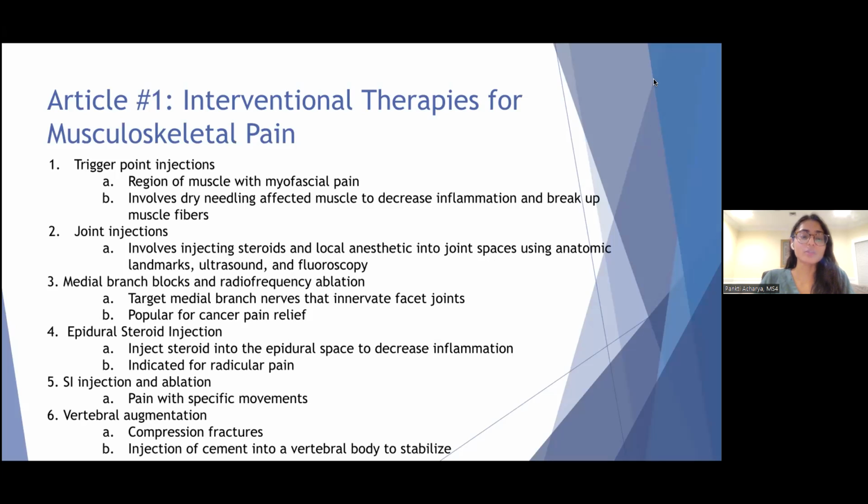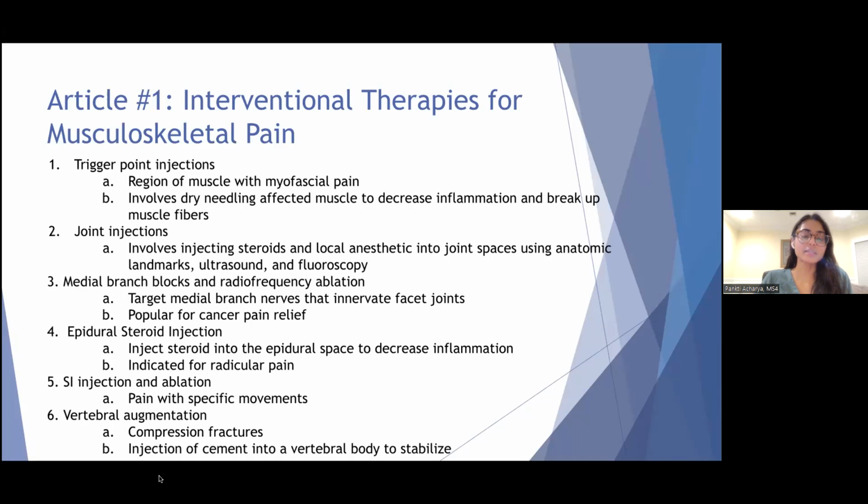Next up is medial branch blocks and radiofrequency ablation. This usually targets the medial branches that innervate the facet joints, and it's a popular option for cancer pain relief. Epidural steroid injections is when you inject steroids into the epidural space to decrease inflammation, and this is typically used for radicular pain. And then there are SI joint injections, and this is identified for patients who have pain with specific movements.